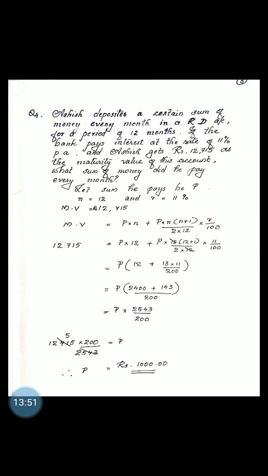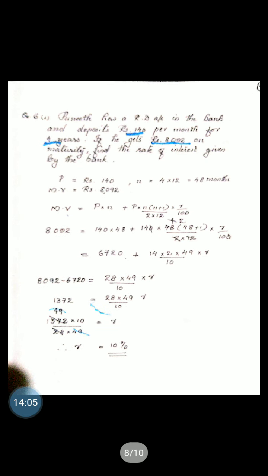So, we can do one more question. Next is question number 6. Question number 5 is also homework. Question number 6. I'll read the question. Puneet has a recurring deposit account in the Bank of Baroda and deposits rupees 140 per month for 4 years. If he gets rupees 8,092 on maturity, find the rate of interest given by the bank.